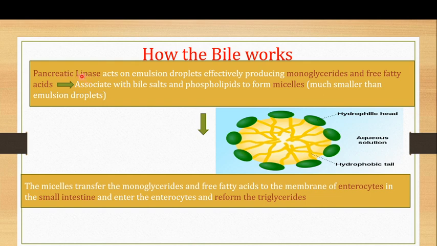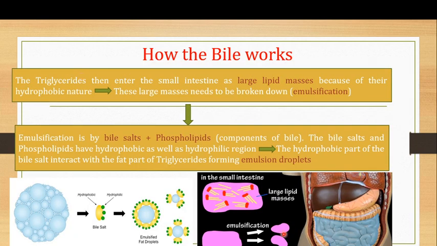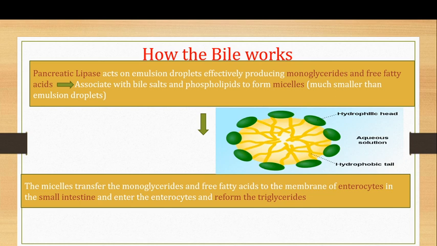Now what the pancreatic lipase does is that it is very active in interacting with these small emulsion droplets, and when it acts on them, it converts them into monoglycerides and free fatty acids. Monoglyceride simply means a glycerol molecule attached to a single fatty acid, with the other fatty acids having been released from the diglyceride. So the pancreatic lipase acts on these emulsion droplets, producing the monoglyceride and the free fatty acid.